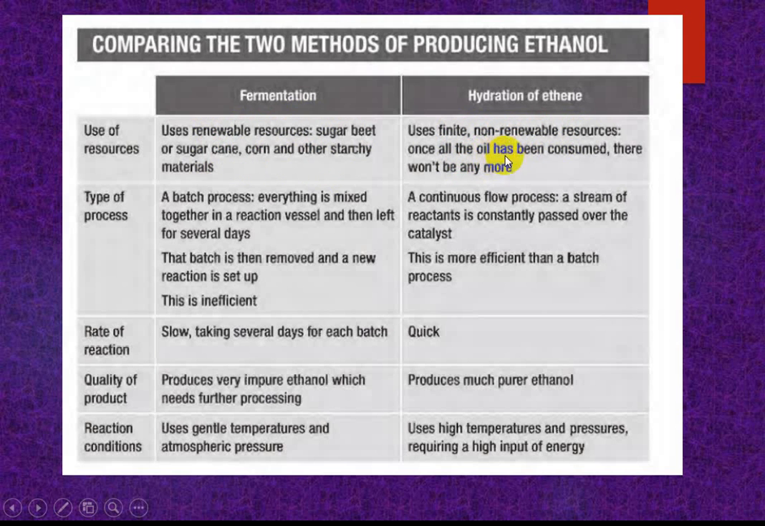All the oil has been consumed, and there won't be any more. Next, the type of process. Fermentation is a batch process. Batch process means everything is mixed together in a reaction vessel and left for several days. The batch is then removed and a new reaction is set up.